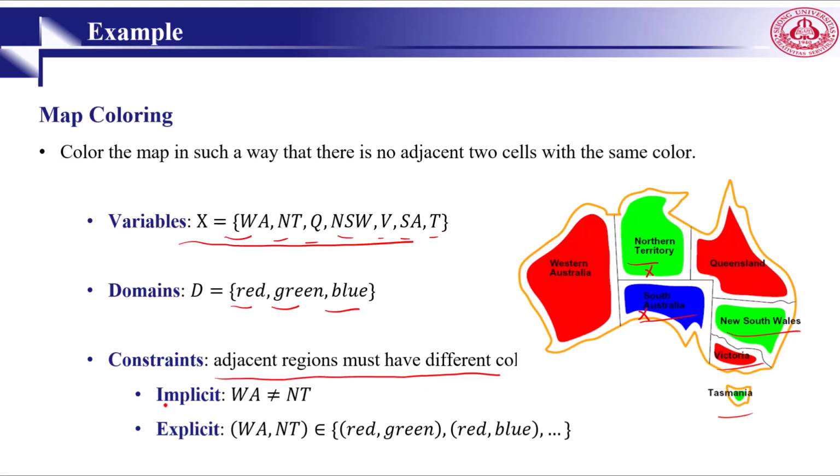We can define the constraint implicitly. It means WA cannot be equal to NT. It means they cannot have the same color. Or we can go for the explicit way. For example, we can say WA and NT can be red-green, red-blue, and so on.